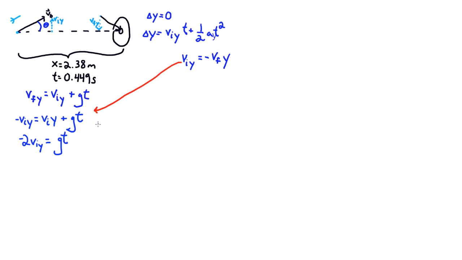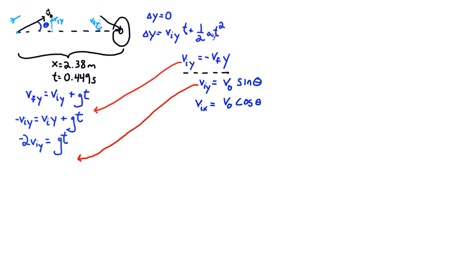Since our goal is to solve for the angle theta at which the dart was thrown, I'm going to consider v0 in terms of its components. viy is equal to v0 sine theta, and vix equals v0 cosine theta. Making a substitution then, negative 2 times v0 sine theta equals gt. Before I can solve for theta, however, I will need to substitute for my other unknown variable, v0.